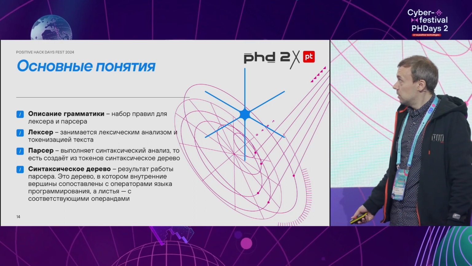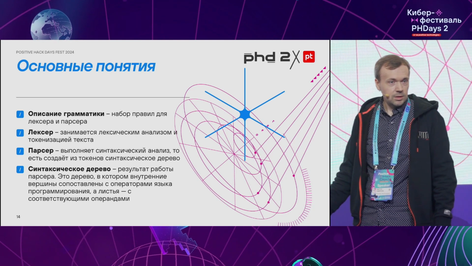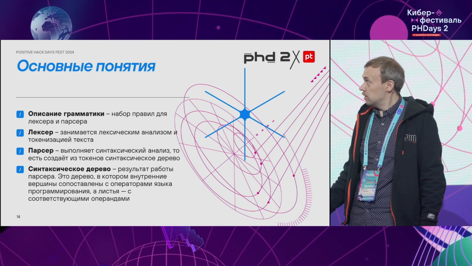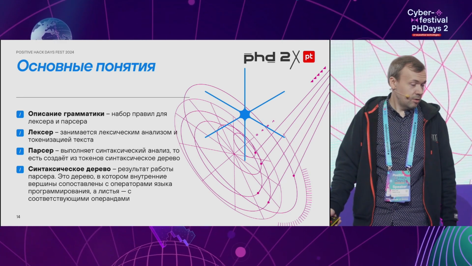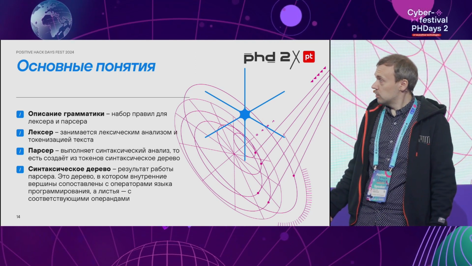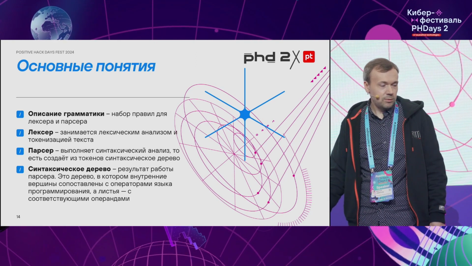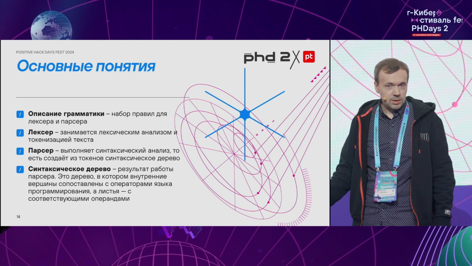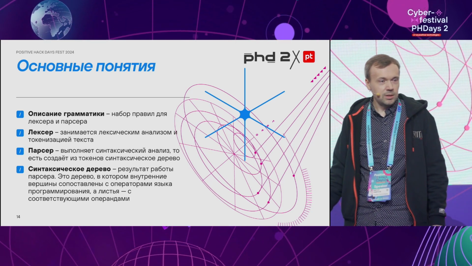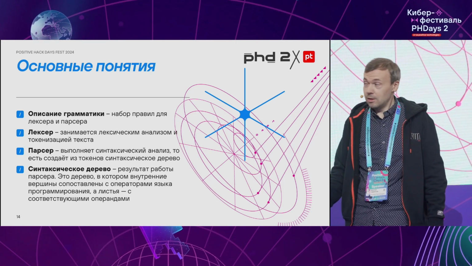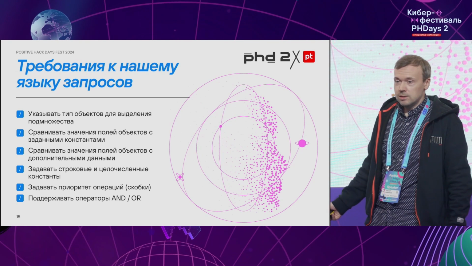So, grammar is a set of rules for our language, a number of different rules for lexer and parser. Lexer takes in data as a string and changes it into a number of tokens which are passed into parser. Parser takes these tokens and creates a syntax tree. It is a tree which consists of operators and operands. For example, a simple expression, A equals B, can be considered as a 3-node tree, which will have the equality sign as the root, and A and B would be its nodes on the left and right.